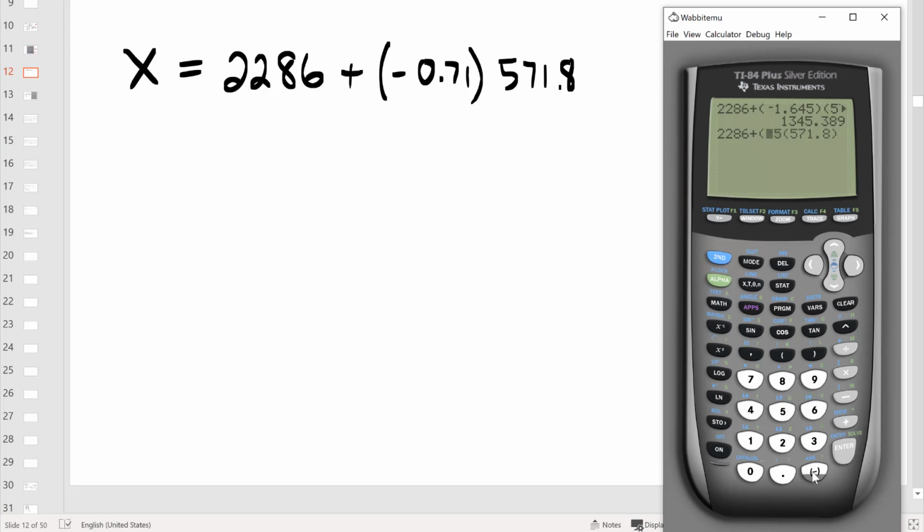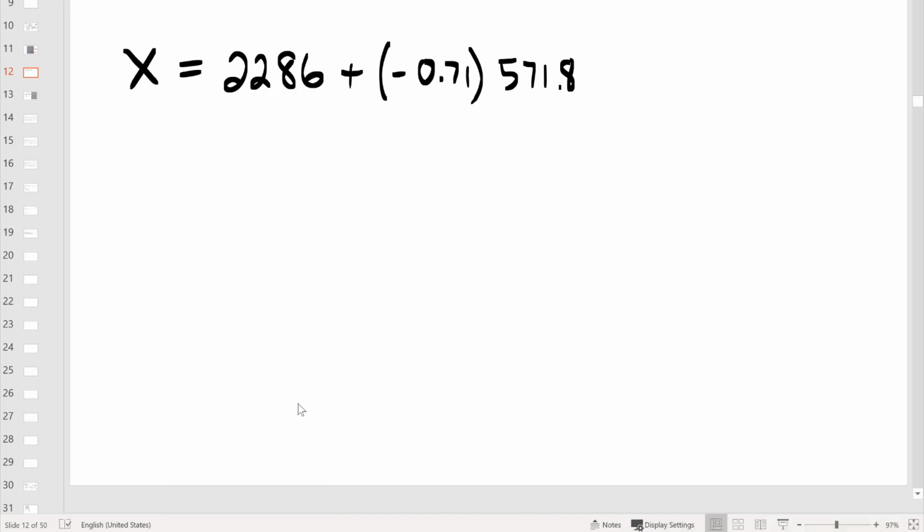Let's see, it's going to be negative 0.71, and now I'm getting into a whole bunch of stuff here, so I'm going to just fill it all in here. 571.8, voila. Close off that guy. Enter: 1,880. So almost a quarter of the nation will use 1,880 units or less. That's what that means.